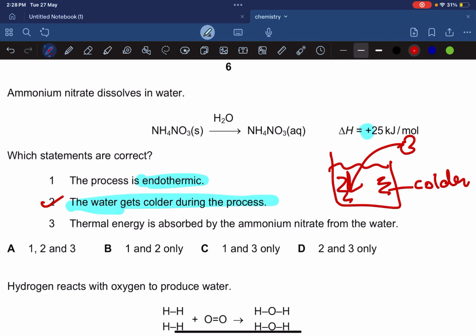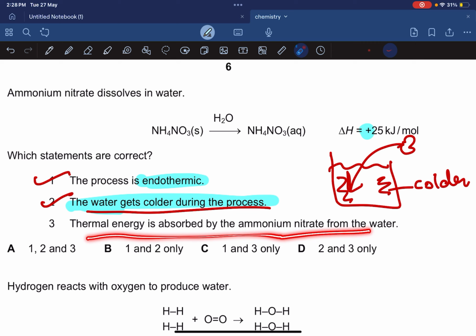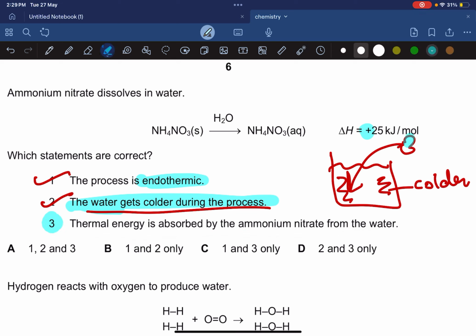So it's going to be correct. The water gets colder. Always remember, during endothermic, the reaction mixture is going to get colder. During exothermic, the reaction mixture is going to get warmer. Thermal energy is absorbed by the ammonium nitrate from the water. That's extremely correct, because thermal energy is going to get into this ammonium nitrate from the water. Just think of it like this. So 1, 2, 3, all are correct.